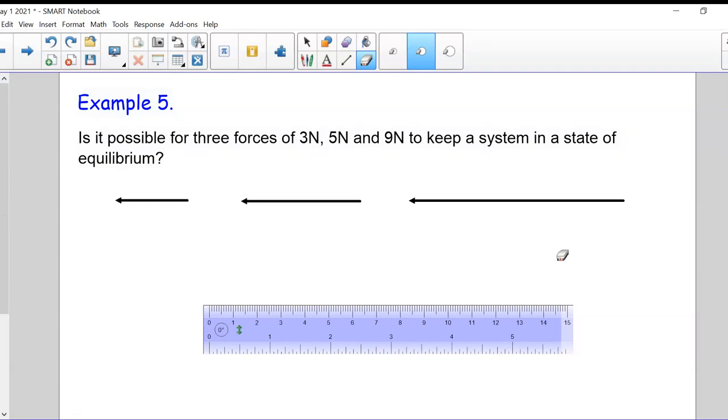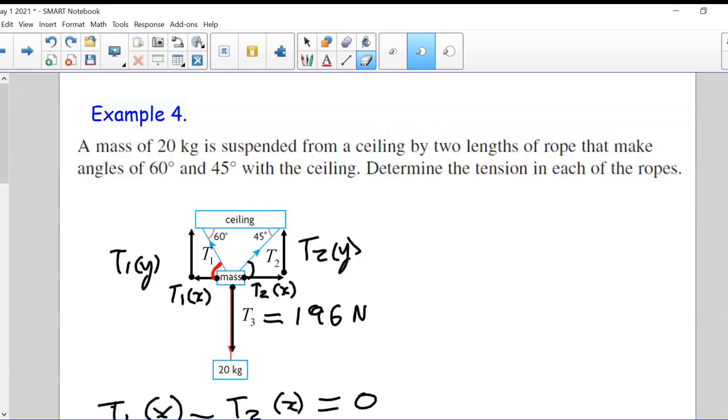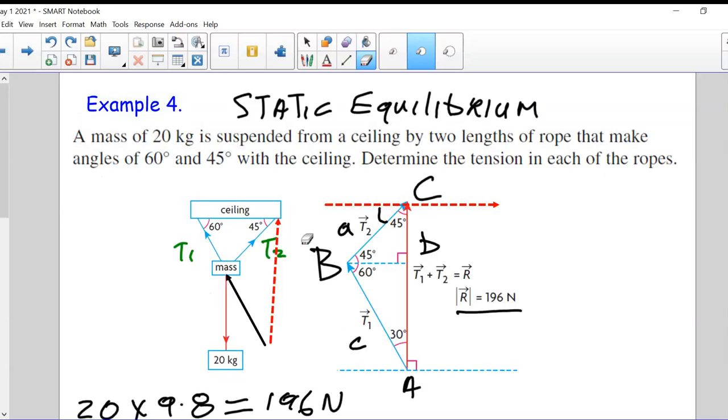Now, is it possible for three forces? So again, think about the static equilibrium that we've been talking about. Is it possible for three forces of 3 newtons, 5 newtons, and 9 newtons to keep a system in a state of equilibrium? In other words, can I fit these three sides together? You remember when we were doing the question just before this, right? In fact, I'll take you back to this one here.